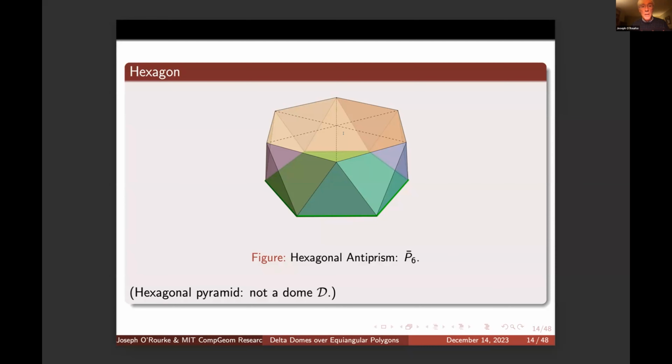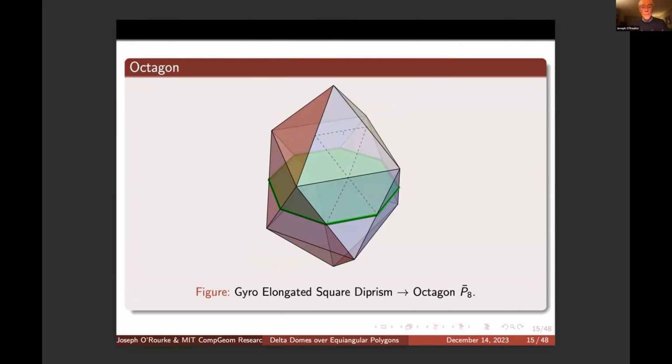How about an octagon? You can dome a regular octagon. One way to see this is to take this shape here, which is known by the long name of a gyro-elongated square bipyramid, and slice it in the middle, and then you see you get a regular octagon.